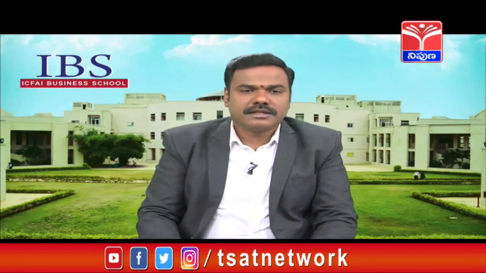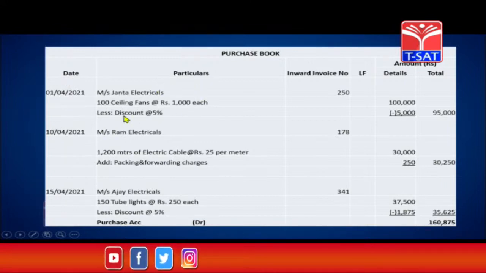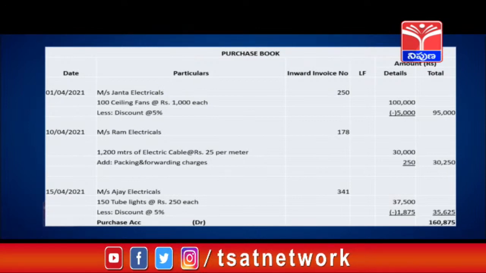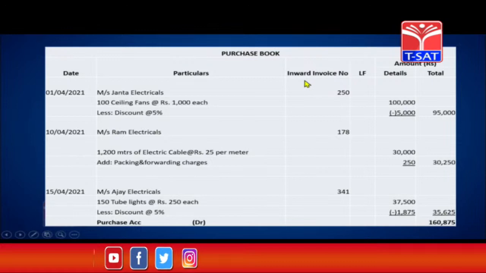Now let us see an example of purchase book. So this is an example of purchase book which is maintained by a business. So we can see the date column. Here we record the date on which you made the transaction. Then in particulars column, you can see the supplier's name and details of the products you are purchasing. And if you are getting any discount, the discount should also be recorded in the purchase book. And you can also see a column for invoice number. The invoice which we are getting on purchase is also called as inward invoice.